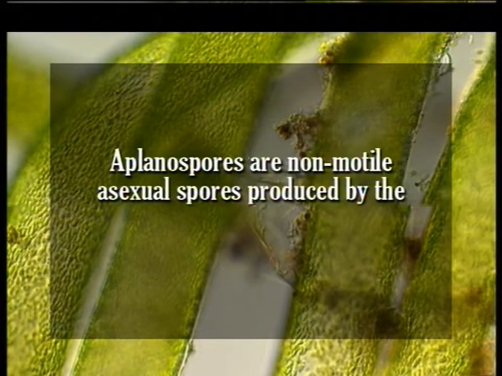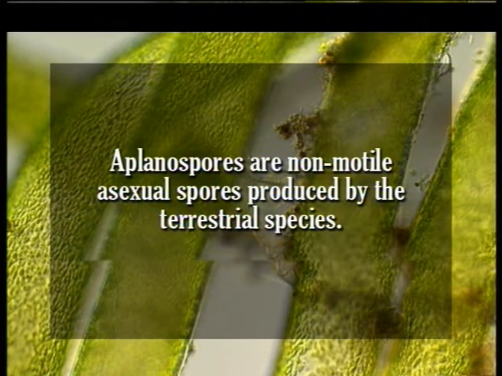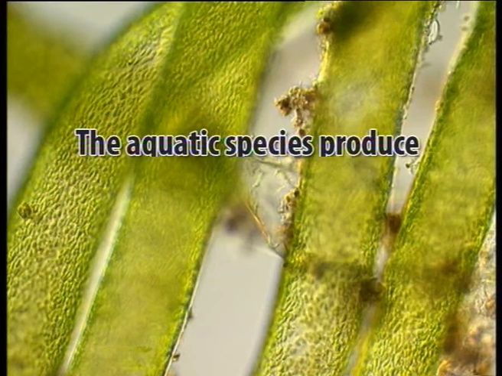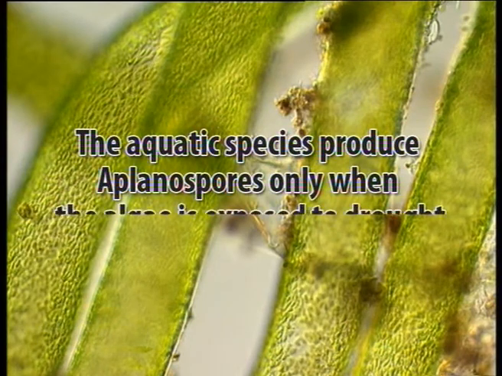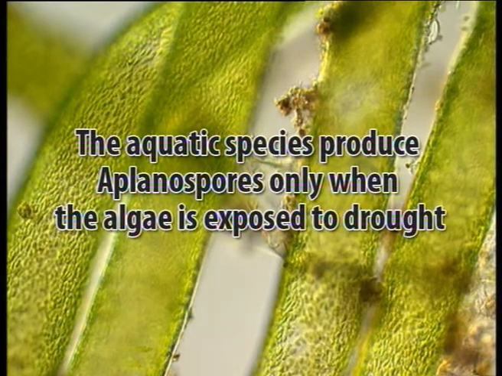Another method of asexual reproduction is formation of aplanospores. These are non-motile asexual spores produced by the terrestrial species. The aquatic species produce them only when the alga is exposed to drought or transferred from light to darkness or from running to still water.